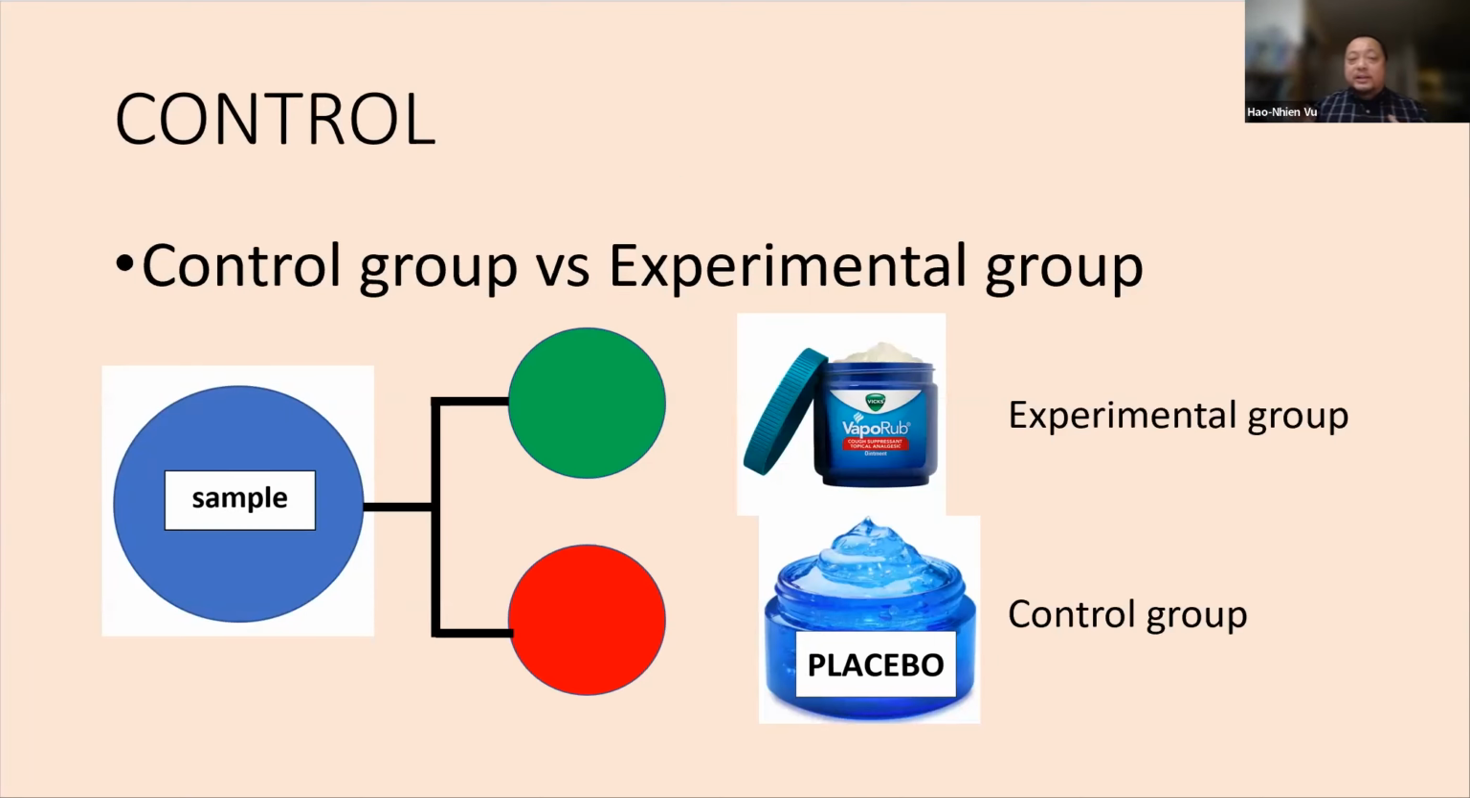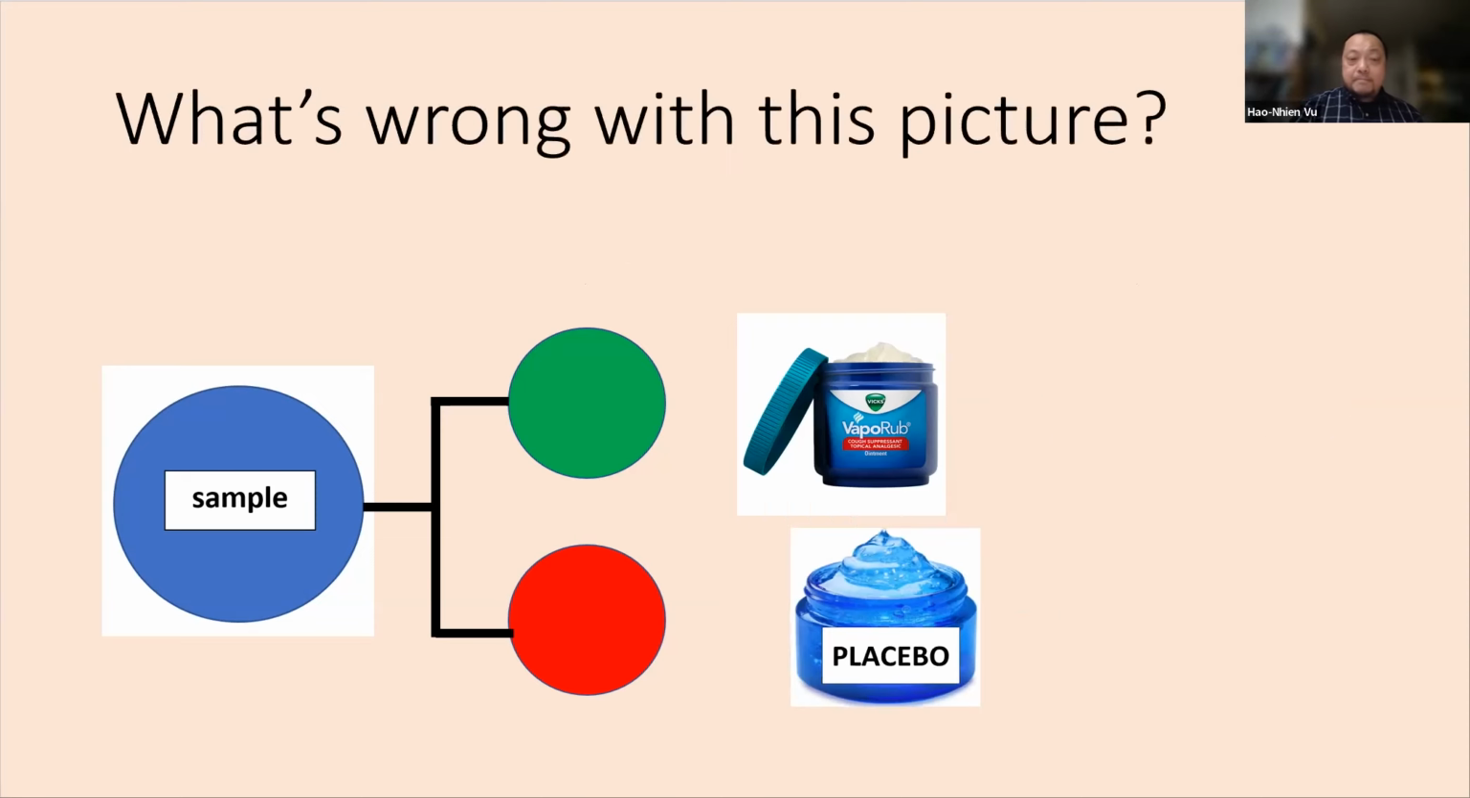So we do our random assignment and we have two groups, one group with vapor up, and that's called the experimental group. The group with the placebo is called the control group. Right, so far so good. What's wrong with this picture? If we give the people in the experimental group that jar of vapor up, and we give people in the control group that jar of placebo, what do you think happens?